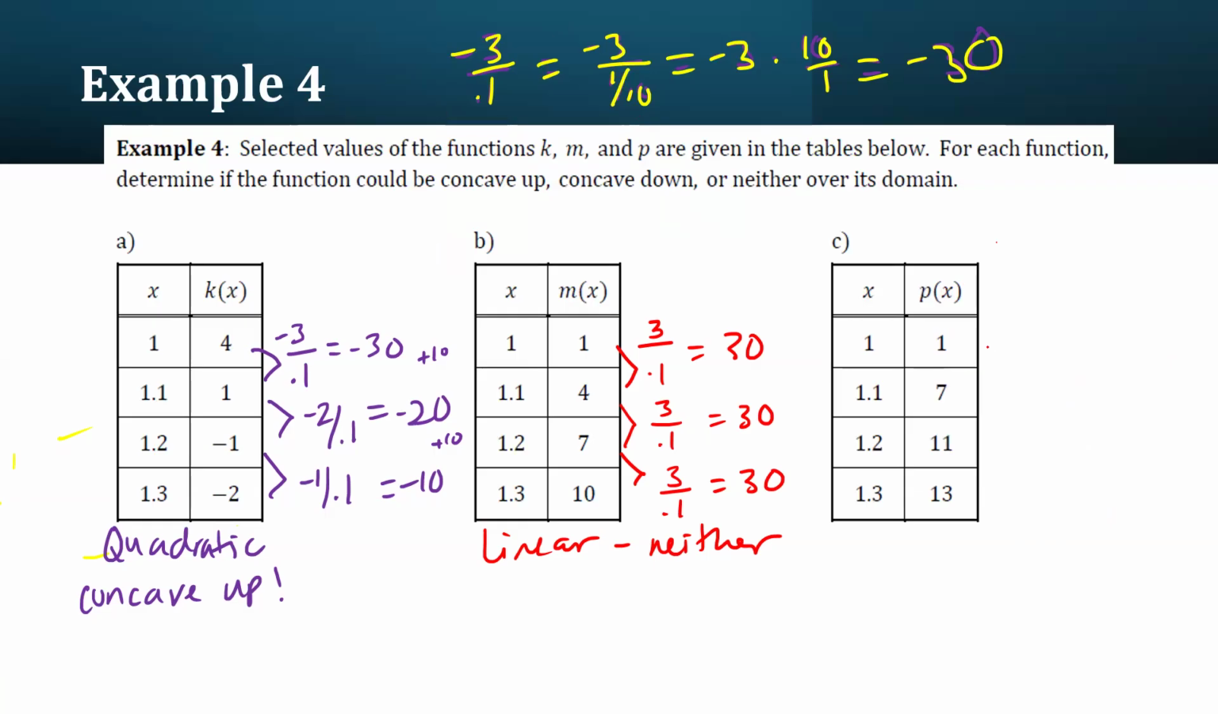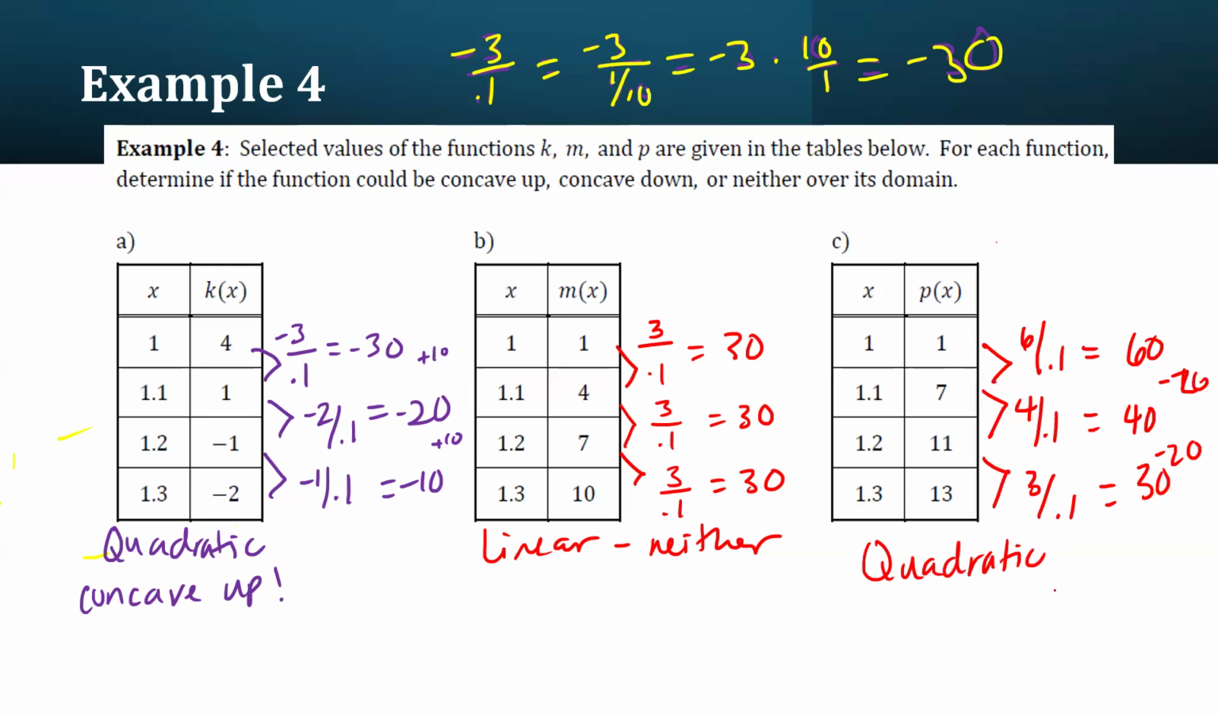All right, we have 6 over 0.1, which equaled 60. We had 4 over 1/10, which equaled 40. And then we had 3 over 1/10, which equaled 30. And what was taking place? It was a decrease. It was a decrease by 20 each time.